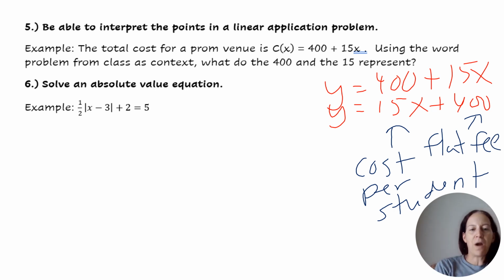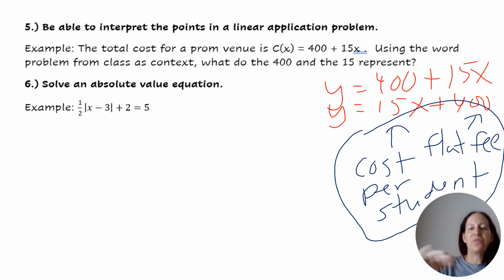In your test problem, it's a longer problem. It's going to have more of the explanation, but your answer should be something that looks like this. The 15 represents cost per student, or the 400 represents the flat fee, or the 43 represents miles per gallon. Okay, you're going to give some kind of answer of that context.